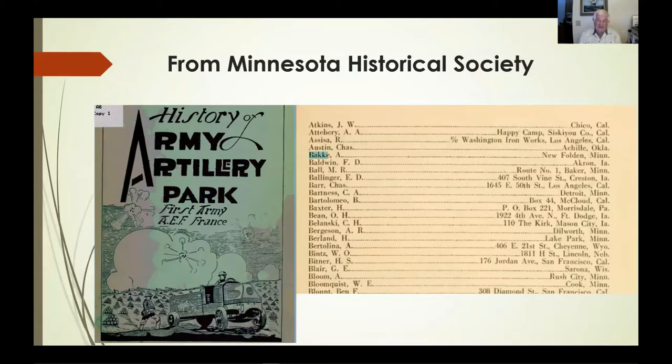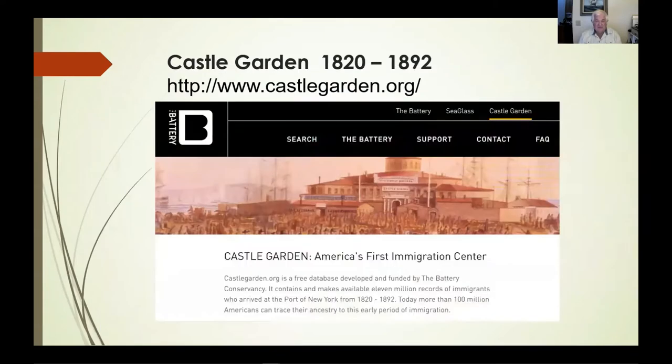Anyhow, back on the index, you see Bakke A, Adolf was his name, and he's listed in that booklet. And it shows his hometown of New Fulden, Minnesota, which is incorrect. It's the one word, New Fulden, Minnesota. But that's where it was from. Interesting things from the Minnesota Historical Society.